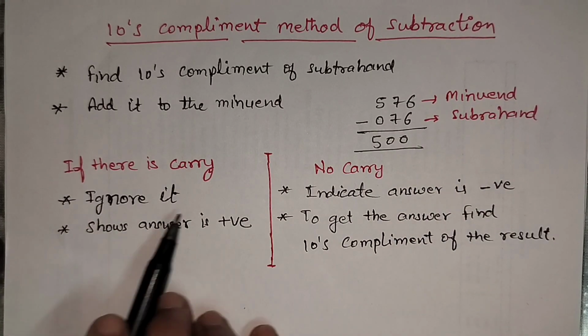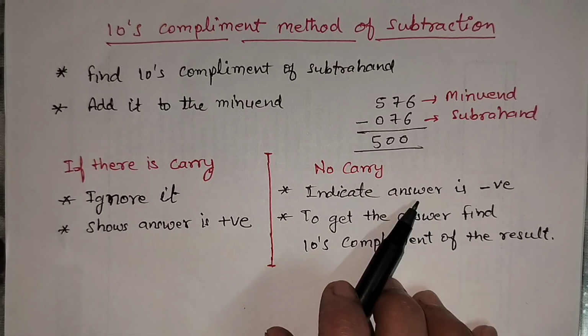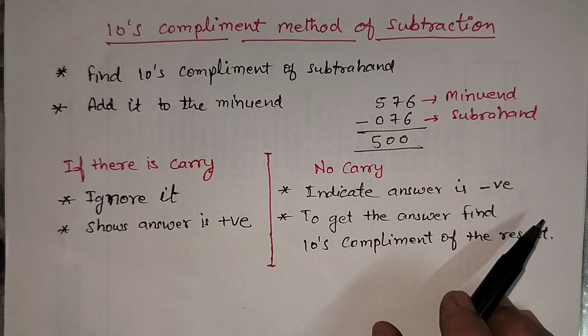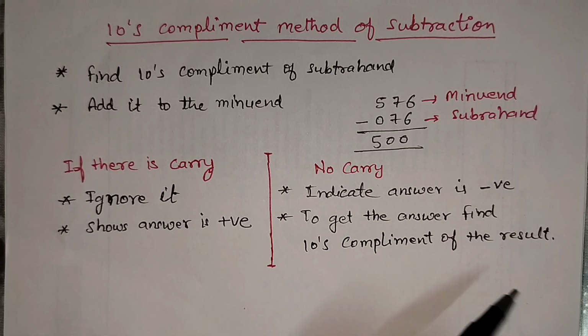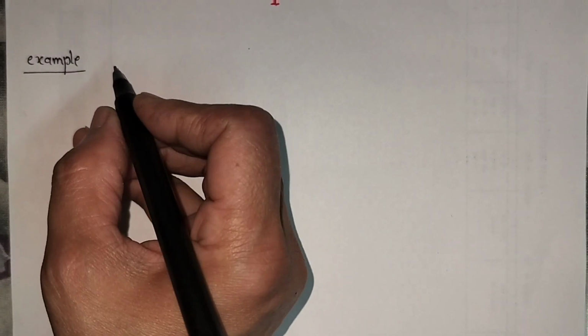If there is carry, ignore the carry and the carry shows the result is positive. If there is no carry, this indicates the result is negative and in the tens complement. So to get the answer, find the tens complement of the result. Let's take an example to understand this.